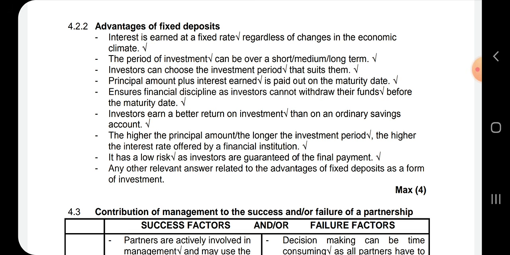Interest is earned at a fixed rate regardless of change in economic climate. The period of investment can be over a short, medium, or long term. Investors can choose the investment period that suits them. Principal amount plus interest earned is paid out on the maturity date. It ensures financial discipline as investors cannot withdraw their funds before the maturity date.